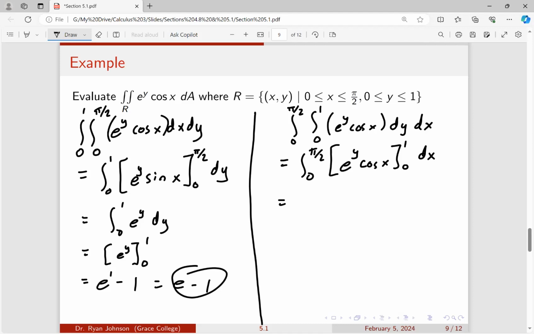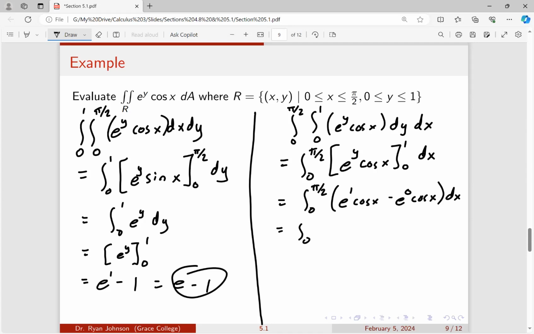So then, no, I'm plugging in these numbers for y, not x. So then 0 to pi over 2 on the outside. So that means I'm getting e to the 1 cosine x minus e to the 0 cosine x, and then dx.